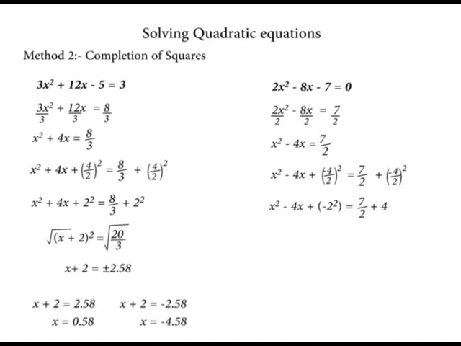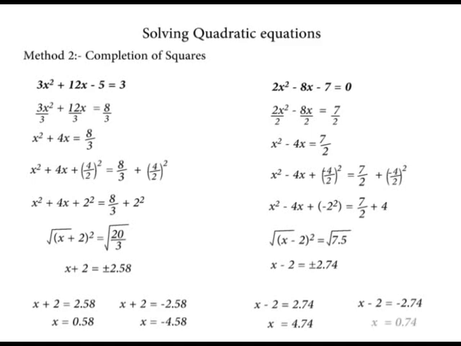Then we take x squared and minus 2 squared. So we have x minus 2, everything squared, is equal to 7 over 2 plus 4 should give us 7.5, that is 7.5. We find square root of both sides and we remain with x minus 2 is equal to plus or minus 2.74. If we take the positive, x minus 2 is equal to 2.74, x will be equal to 4.74. If we take the negative, x minus 2 is equal to minus 2.74, then x is equal to 0.74.